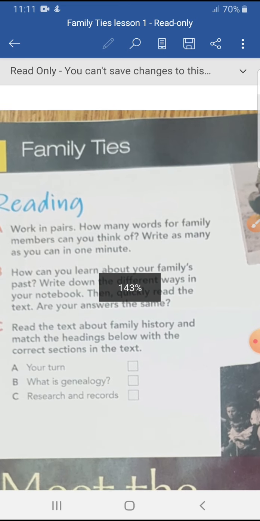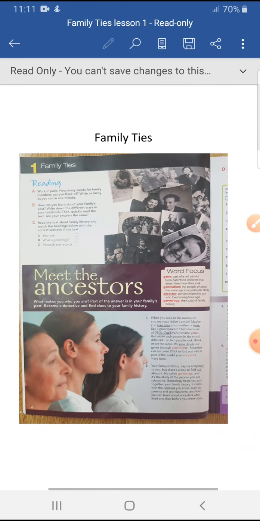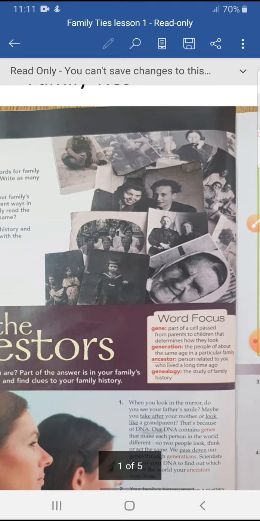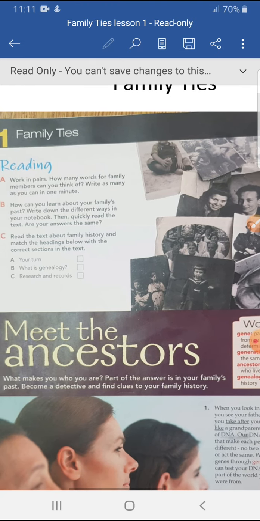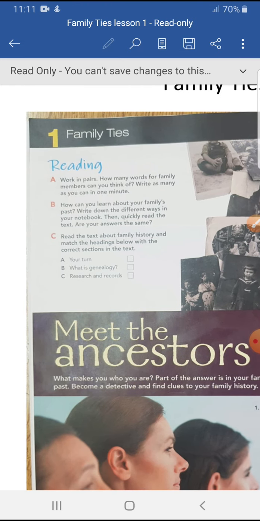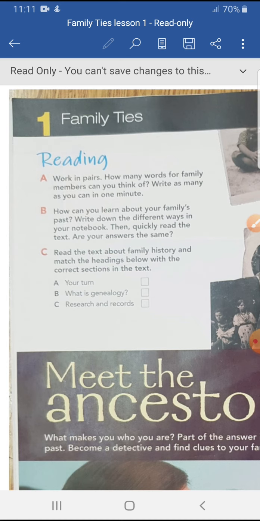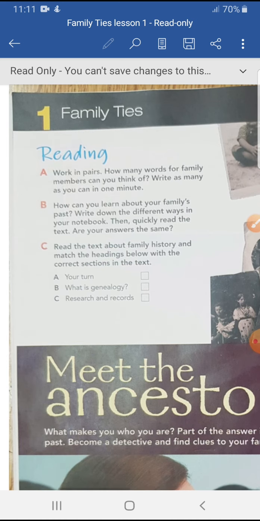Family ties. Here we have an old style of pictures, as you can see. Also, we have 3 questions. Let's read it. A. Work in pairs. How many words for family members can you think of? Write as many as you can in 1 minute.